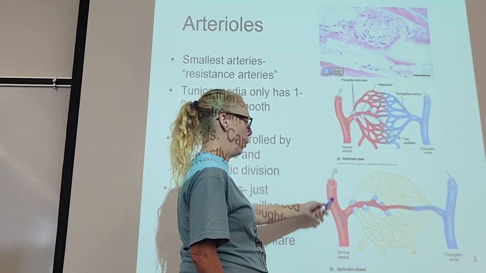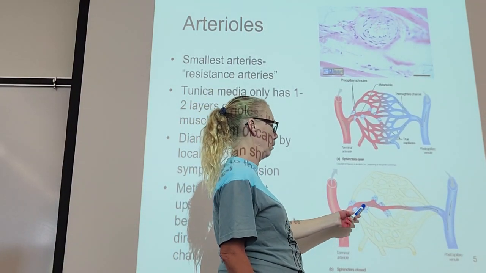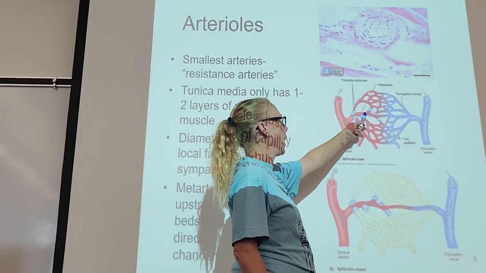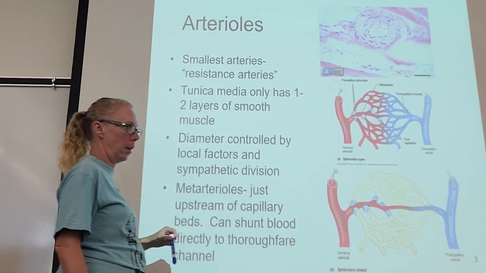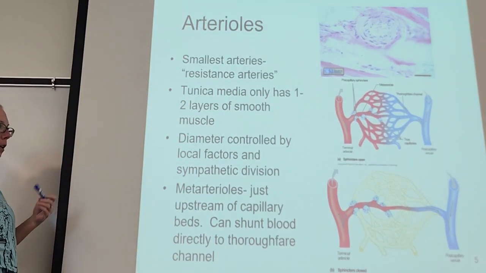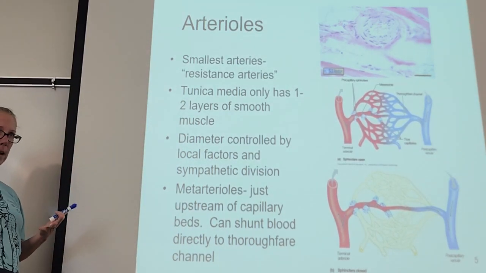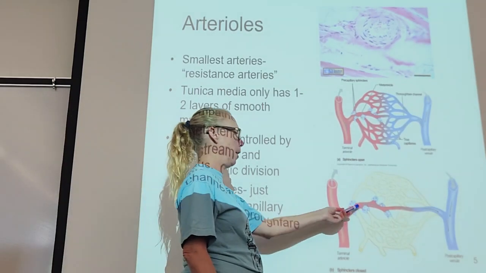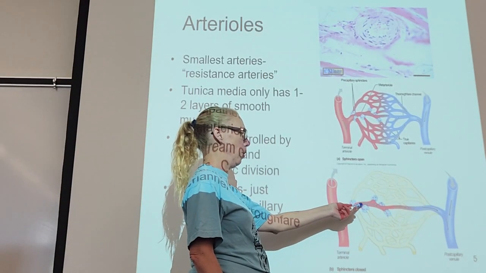is what we call a meta-arteriole, okay? So meta-arterioles come right off of an arteriole right at the point of a capillary bed, okay? And meta-arterioles can allow blood to enter that capillary bed. It's like the entrance highway into a capillary bed off of an arteriole is the meta-arteriole.